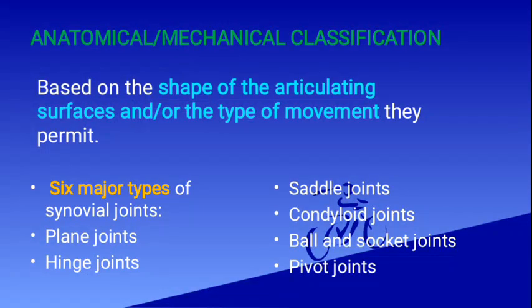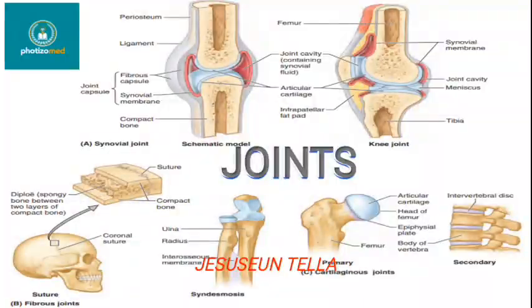So let's take them one by one and talk about them, and that will lead us to the last classification of joints, the anatomical or the mechanical classification. This is based on the shape of the articulating surface and or the type of movement they permit. There are six major types of synovial joints: plane joints, hinge joints, saddle joints, condylar joints, ball and socket joints, and pivot joints.